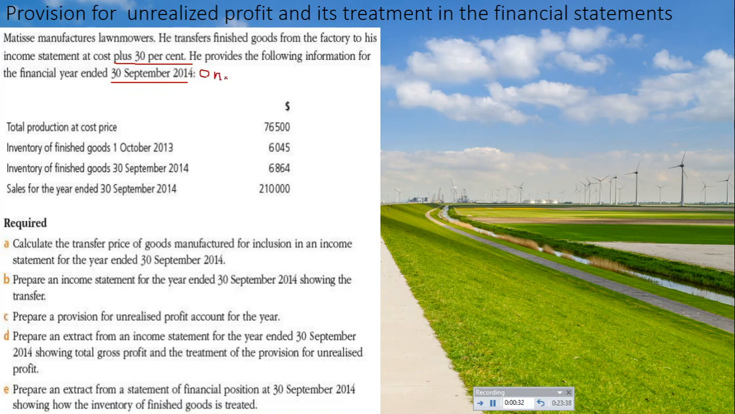This is the end. If this is the end, you need to figure out the start. After September comes what? October. So 1st of October 2013 becomes the start of a year. Now why I'm writing this date is to know your opening balance and closing balance. So this is the start of a year.